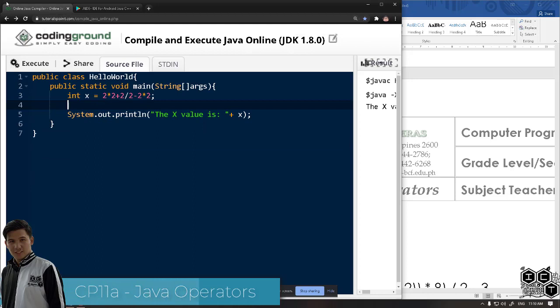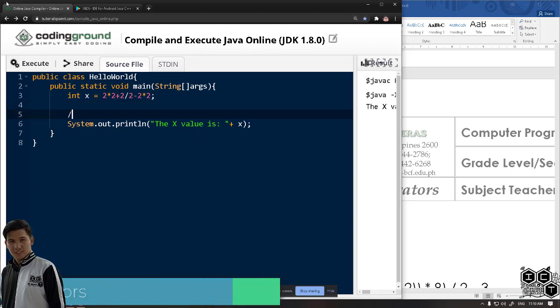Okay. Gawa tayo ng comment. Alam naman siguro natin ang paggawa ng comment, double slash, sa Java. Okay. Now, using this equation here, alam natin ang una nating i-execute is this one. Tama? So, equals, mag-comment tayo dito. Equals, ang una nating in-execute, ito, 2 times 2. So, 4 plus 2 divided by 2 minus 2 times 2.